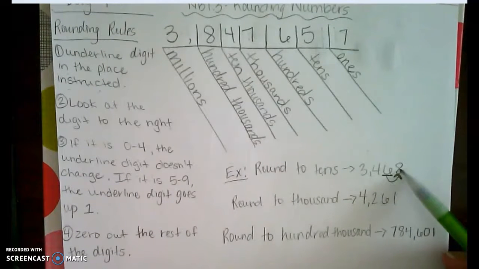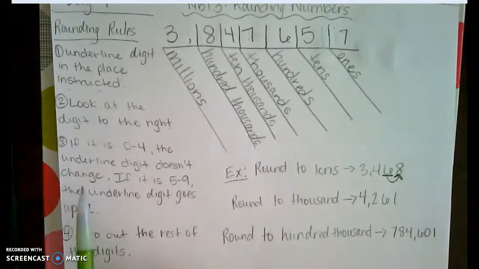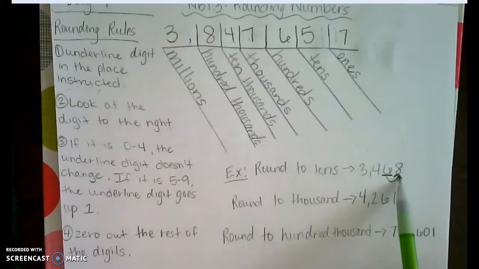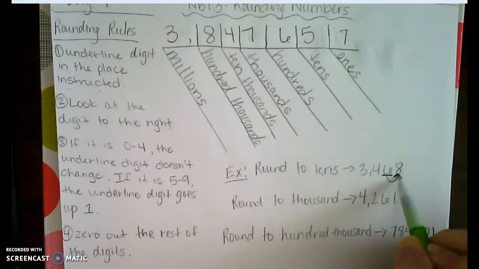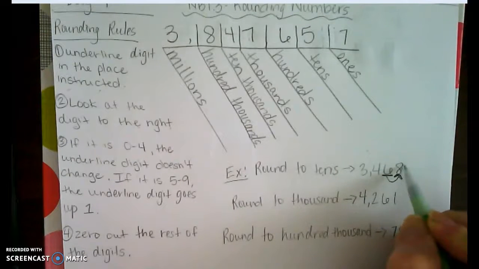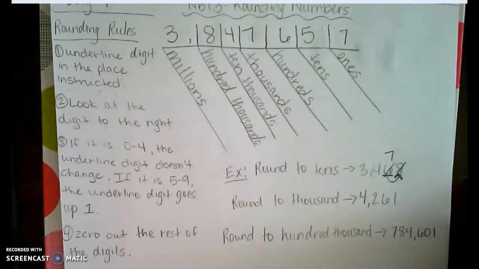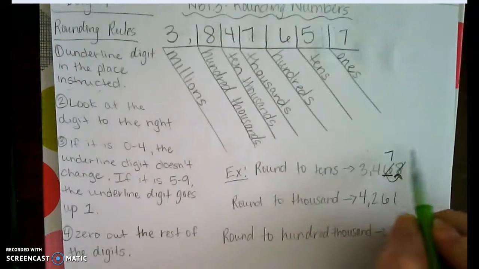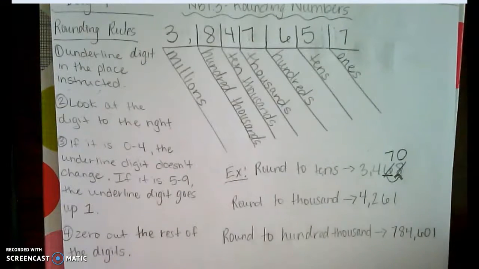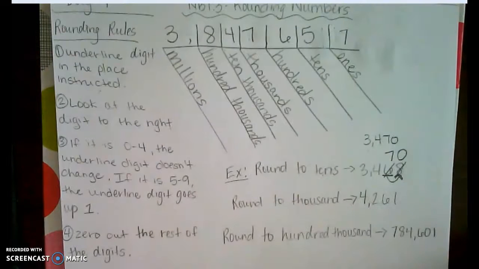All right, so we're looking at the 8 now. Step 3 is if it is 0 through 4, the underlined digit doesn't change. Well, that's not 0 through 4, so I don't have to worry about that. If it is 5 through 9, the underlined digit goes up 1. This is 5 through 9, right, because it's 8. So that makes the 6 go up 1, which turns into a 7. And then the last step is to 0 out the rest of the digits. So anything after the 7 has got to be turned into a 0. And your new number is 3,470.